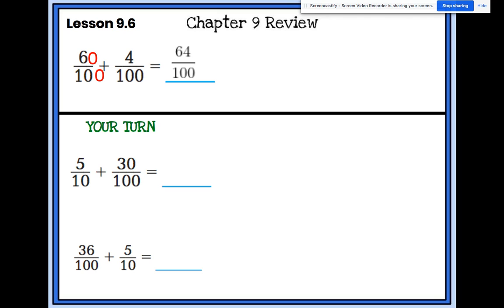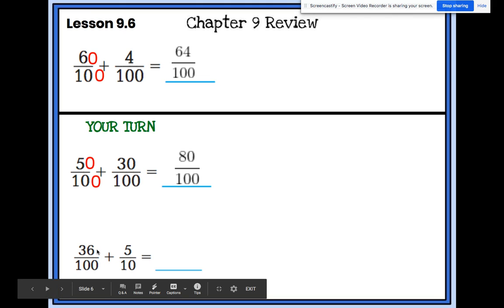Okay, let's check out what you did. If you changed your 5/10 to have a denominator of 100, you wanted to multiply your denominator and your numerator by 10, and you would be left with the new fraction 50/100. 50/100 plus 30/100 equals 80/100.